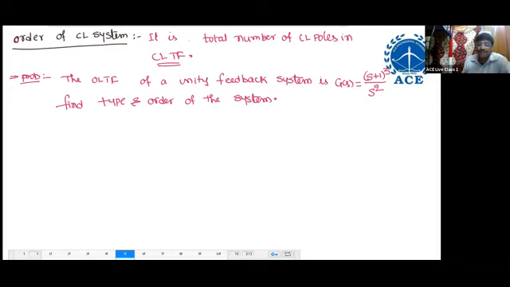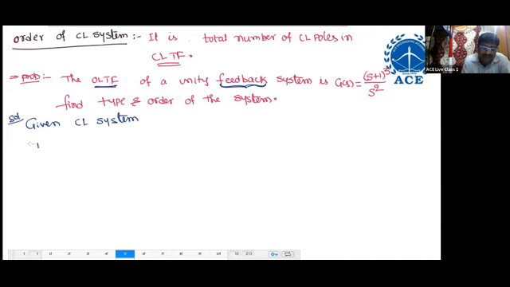That is secondary. So now you find the type and order. First, given open loop or closed loop, it is very clearly mentioned feedback. That means the given system is a closed loop system. So now, what is the definition of type?